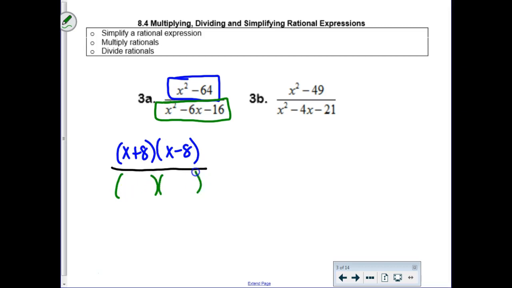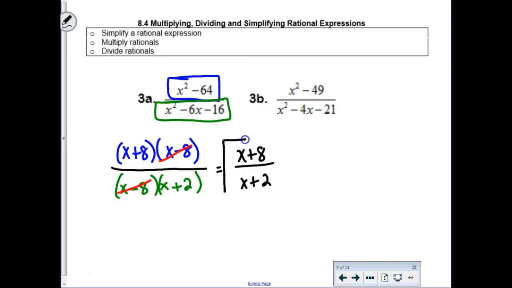So I know it's x and x. I need them to multiply to negative 16 and add up to negative 6. So what if we tried a negative 8 and a positive 2? And I need to double check all my factoring, and everything's good. So now, once I'm triple checking my factoring, I'm going to cross off any exact expressions that will cancel. And that leaves me with my simplified answer of x plus 8 over x plus 2.